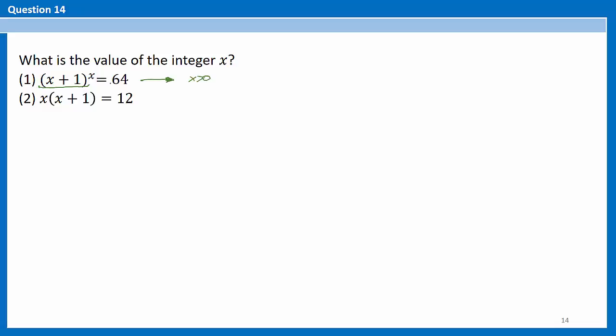And then on the right side I have 64, which is 2 to the power 6. Well, that can also be expressed as 4 to the power 3 or 8 to the power 2. Now, since x is positive and x is an integer, I can try some values for (x+1) to the power x. If I see these three options, that gives me x equals 3. Right? That would be the only choice, right?